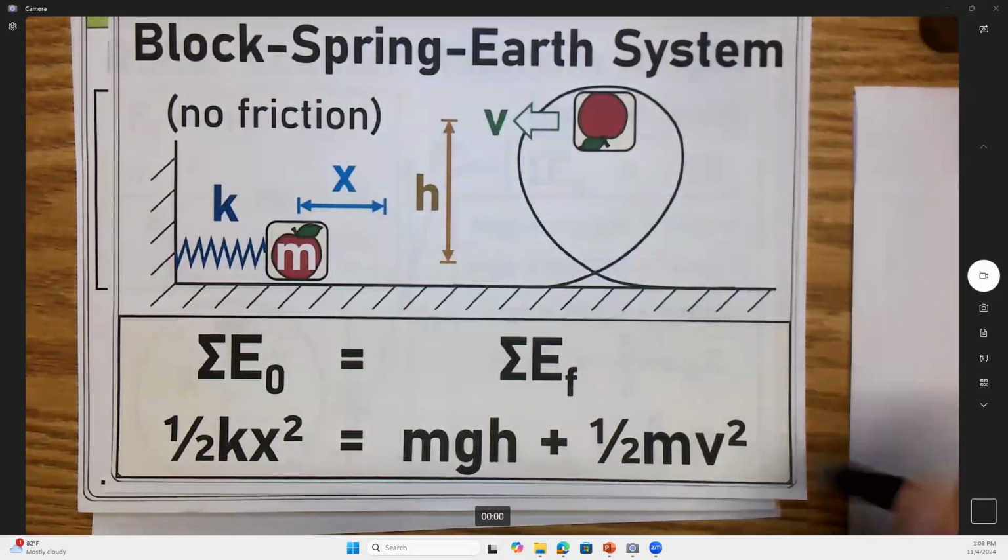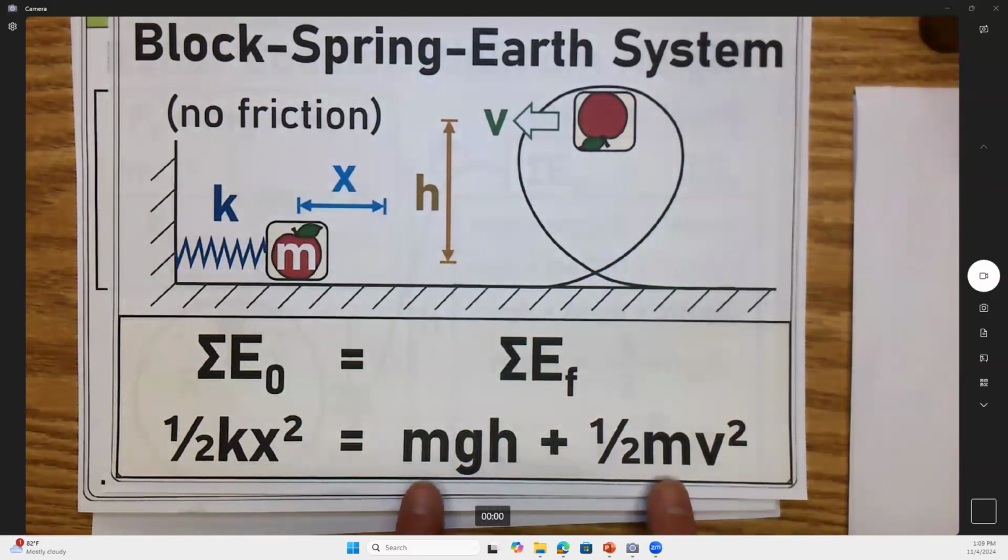If you keep track of the variables, there's 1, 2, 3, 4, 5, 6 different variables because m shows up twice, right? If I give you any 5 of those variables, could you solve for the 6th one? Yeah, let's do a little algebra. And that's the setup right there. All right, you guys get the setup?